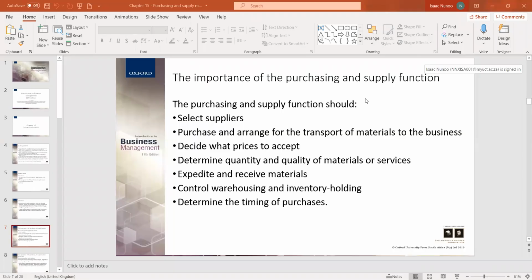So what is the purpose of purchasing and supply function? The purchasing and supply function is not only to provide the right materials, services, and equipment, but also to ensure that they are purchased at a reasonable price, you are able to satisfy quality requirements, and they are required in the correct quantity. So these are three things that we should bear in mind when you're purchasing: that you are purchasing at the right price, you are able to satisfy the quality requirement, and also the quantity.